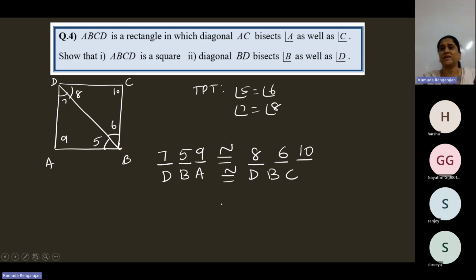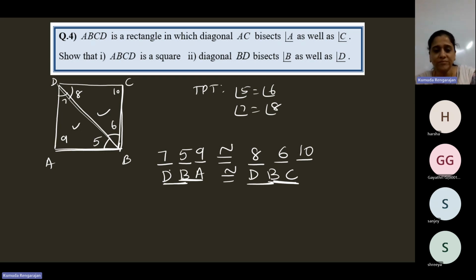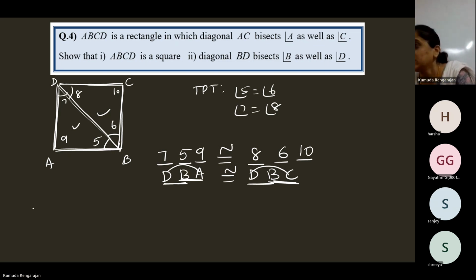Assuming that now you have understood congruency very well, from this order itself you can write everything. Take up these two triangles. DB is equal to DB, common side. BA is equal to BC. Why? It's a square, all sides are equal. Then DA is equal to DC, because here it's a square, all sides are equal. We are talking about the sides of the two triangles.